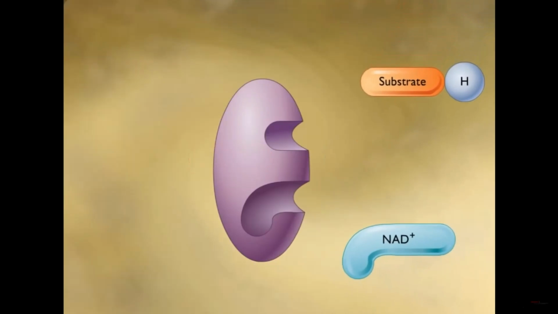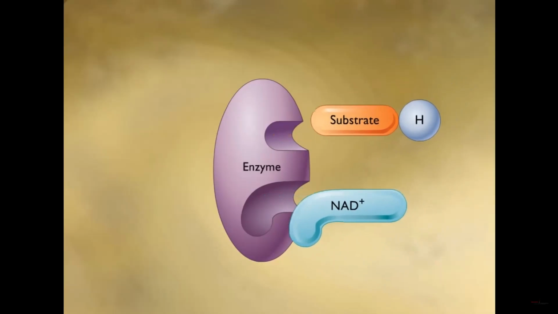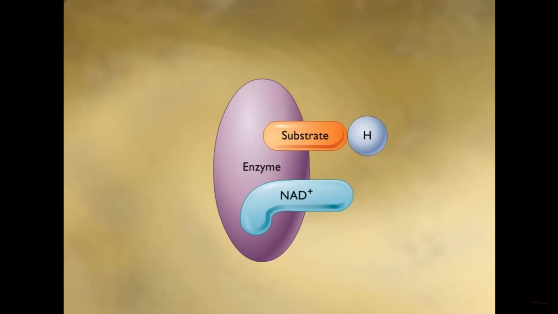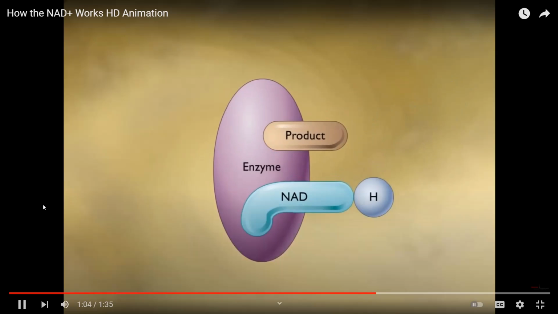During an oxidation-reduction reaction in the cell, an enzyme is involved in transferring the hydrogen, proton plus electron, to a coenzyme called NAD+. This enzyme has a binding site for both the substrate and NAD+. Once the substrate and NAD+ are bound with the enzyme, the hydrogen is transferred from the substrate to the NAD+. In other words, the substrate is oxidized, loses the hydrogen, and the NAD+ is reduced to NADH.